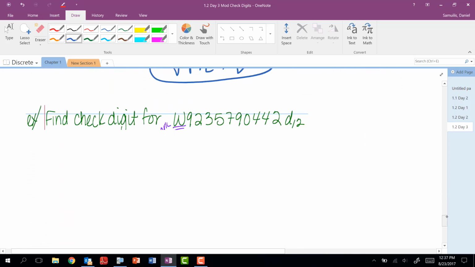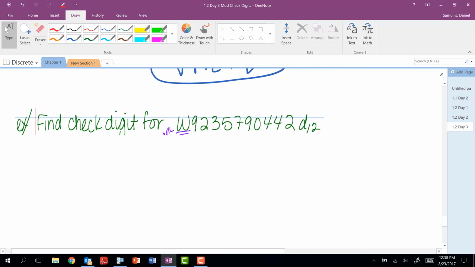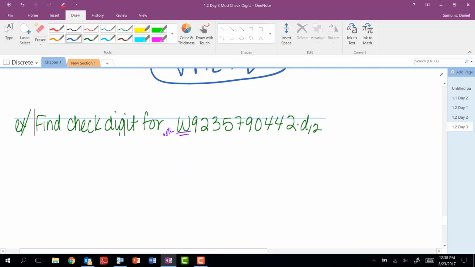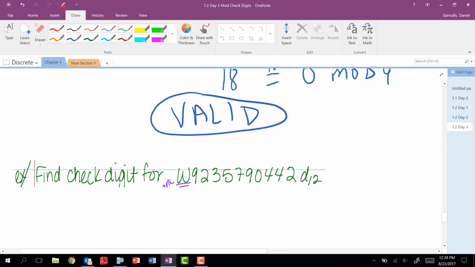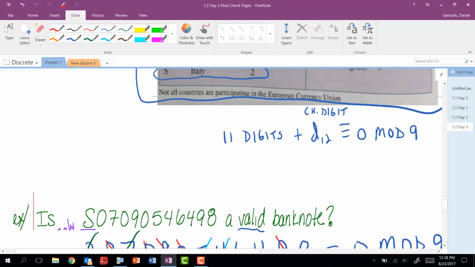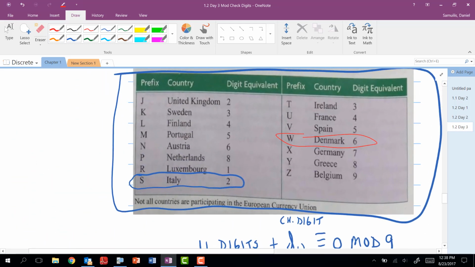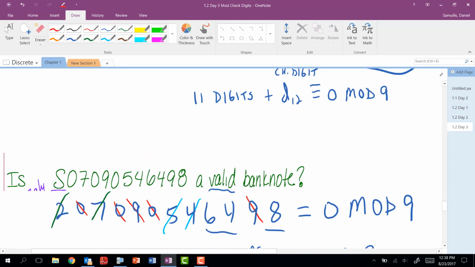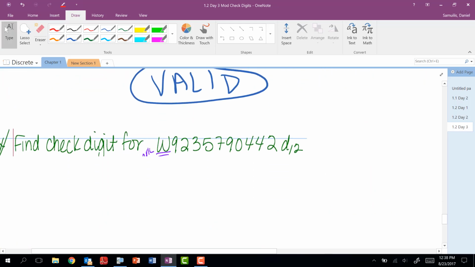Okay, now the classic question of find the check digit. So 1, 2, 3, 4, 5, up to 11, and D12 is the check digit. First of all, we got to find W. So your job is to look at this. W is Denmark. But not only is W Denmark, this translates to a 6.